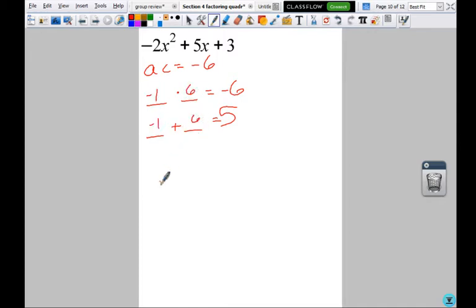Okay, so what are we gonna do next? Raven. So we'll go backwards. It's almost the same question as last time. Yep, we're gonna rewrite it. So, I'm gonna go negative 2x squared minus 1x plus 6x plus 3.